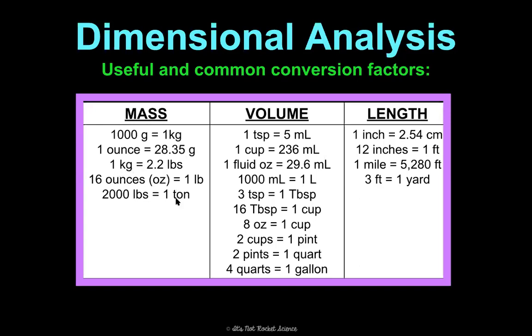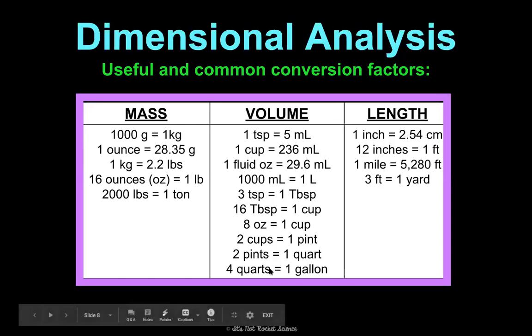And then these other two, ounces to pounds and pounds to tons, those are imperial conversions that we use here in America. On the volume, a lot of these are common, like 4 quarts equals a gallon, 2 pints is a quart, 2 cups is a pint, 8 ounces is a cup, tablespoons to cup. These are all measurements that we use commonly in America.